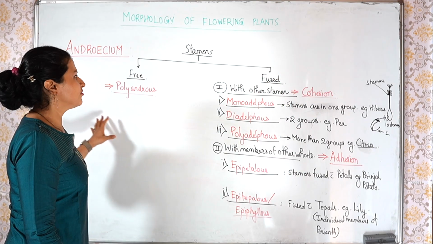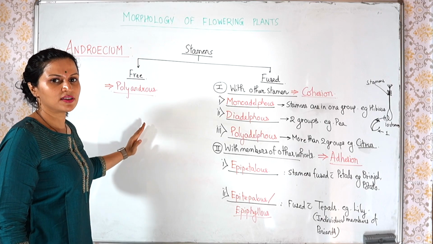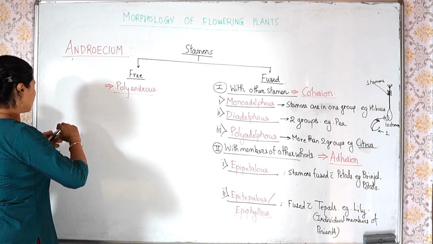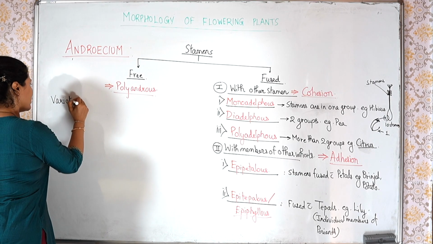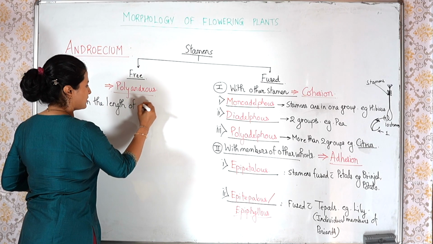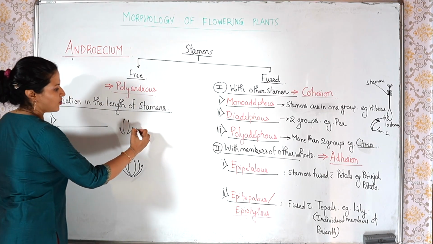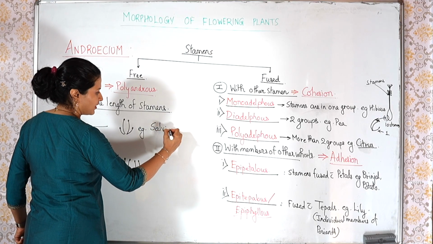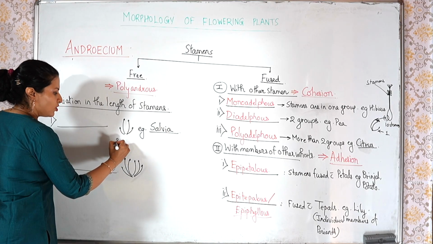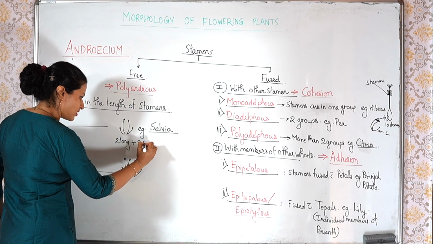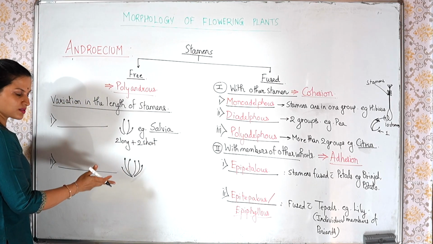Next, with respect to free stamens, that is one thing that we need to learn. That is variation of the length of stamens. Variation in the length of stamens. There are 2 scenarios here. Look over here. This is seen in case of a plant called salvia. Very interesting mechanism. There are 2 long stamens and 2 short stamens. They are free stamens, 2 long, 2 short.